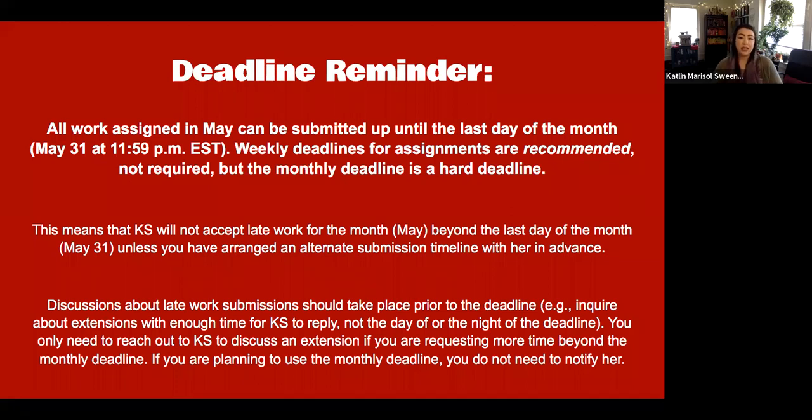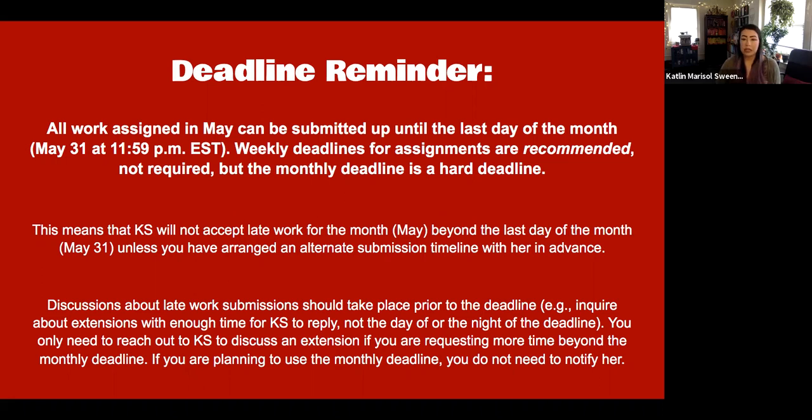Weekly deadlines for assignments are recommended, not required, but the monthly deadline is a hard deadline. So what this means is that I will not accept late work for the month, which in this case we're talking about May, beyond the last day of the month, which for this month is May 31st, unless you have arranged an alternate submission timeline with me in advance.